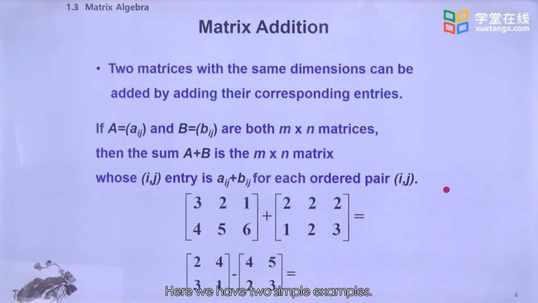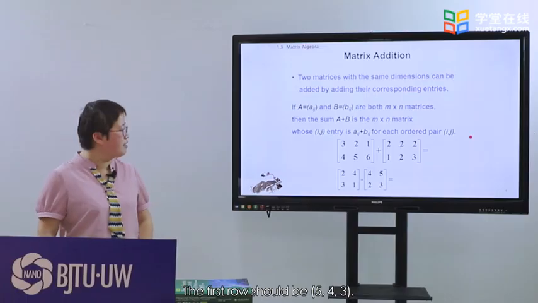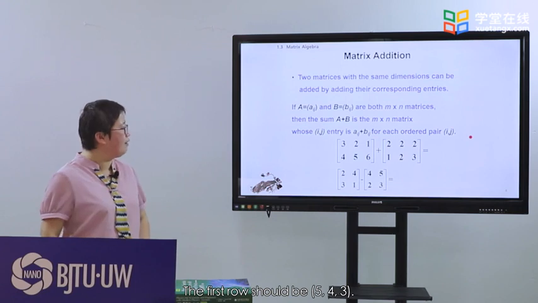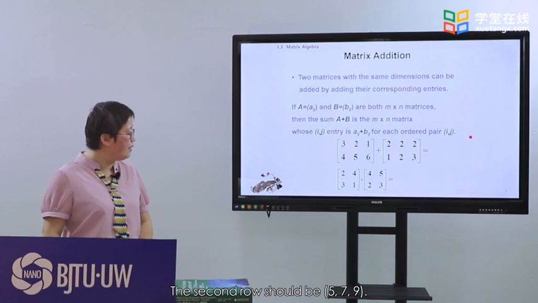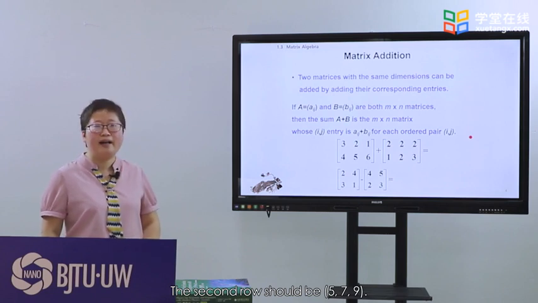Here we have two simple examples. The first one is two by three matrices. We compute its matrix addition. So it is also a 2 by 3 matrix, right? And the first row should be 5, 4, 3. And the second row should be 5, 7, 9.